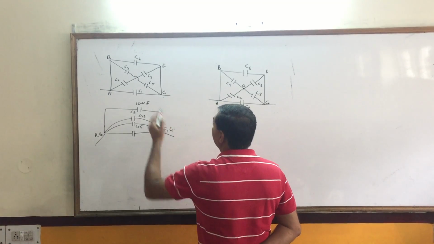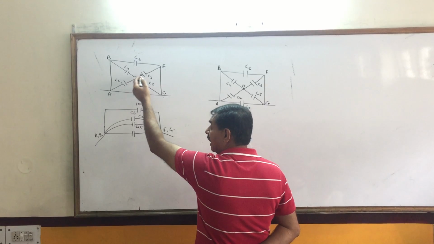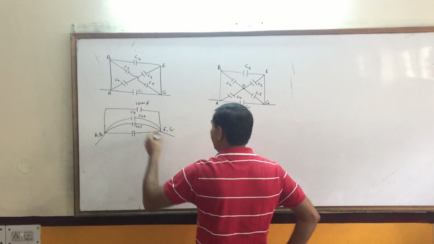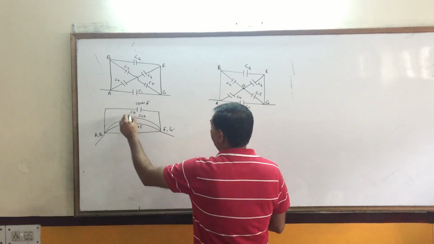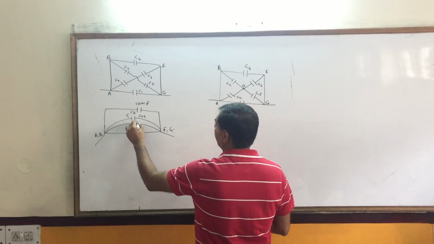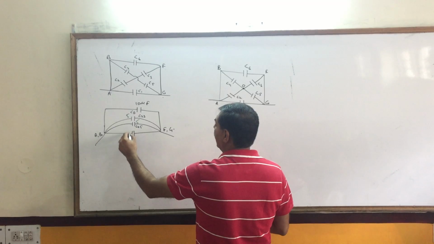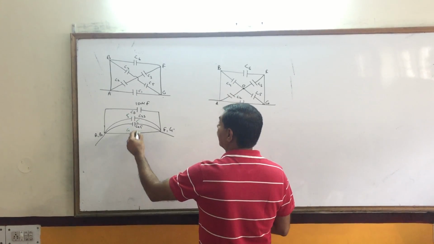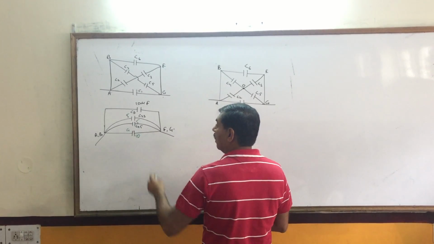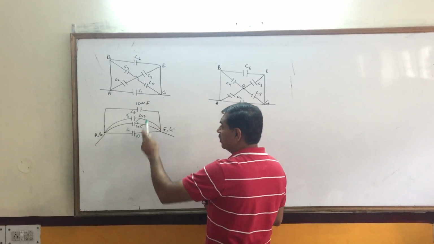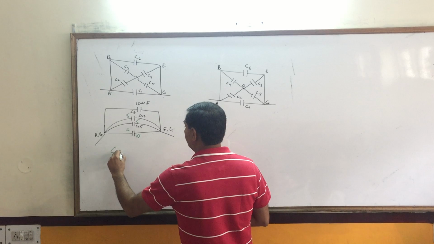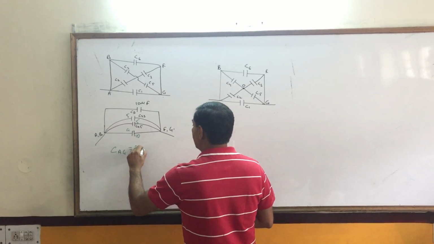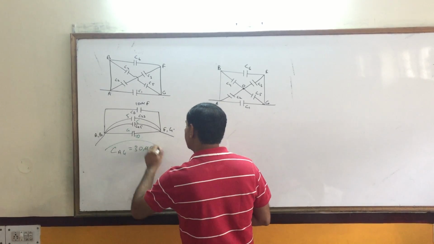C6 is 10. C2 is 3. 10 and 10. 5. C4 is 5. C1 is 10. All are in parallel. It is the same points. 10, 20, 30. CAG is 30 microfarads.